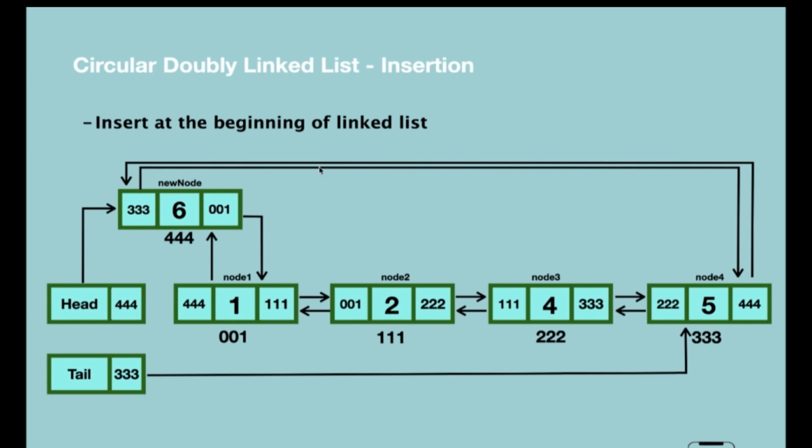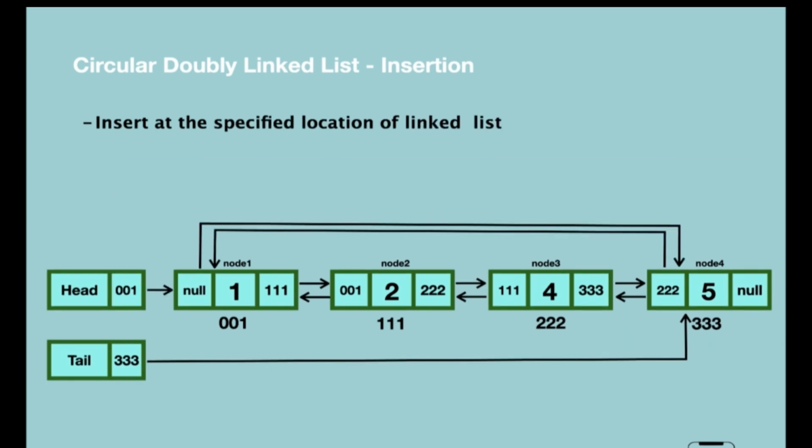Now let's continue to the second case, in which we are inserting a node at a specified location in a circular double linked list. Let's say we want to insert a node between node 2 and node 3. So once again, we will create a blank node, and then we will assign a value to it. So in our case, the value of this new node over here is 20. And the physical location of this node is 555.